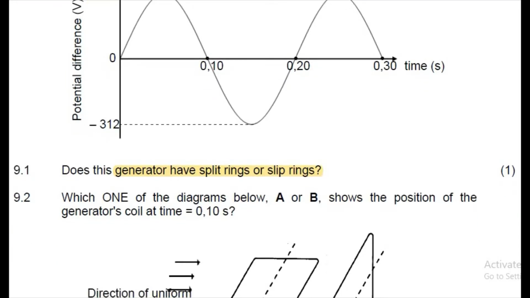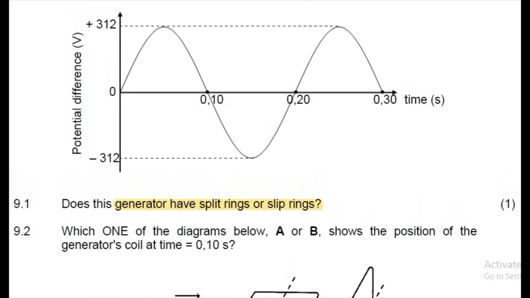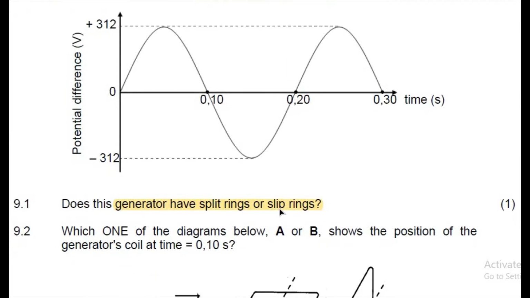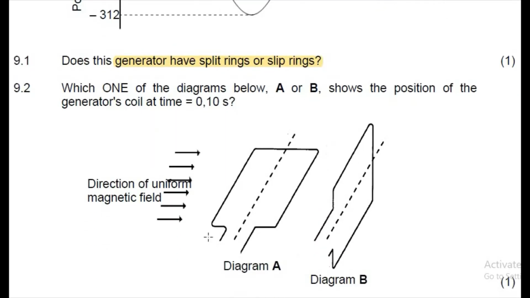Now they're asking us: does this generator have split rings or slip rings? Remember from our discussion in the previous lessons, we said that AC generators have slip rings, and DC generators will have split rings. So your answer there is that this has slip rings. And then 9.2 is just a matter of looking at our schematic.